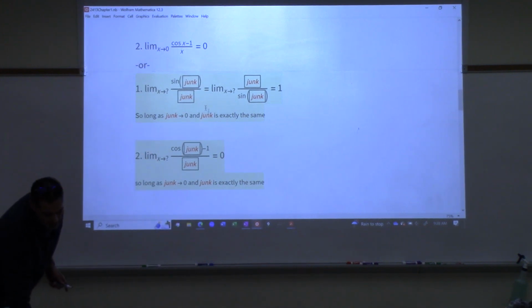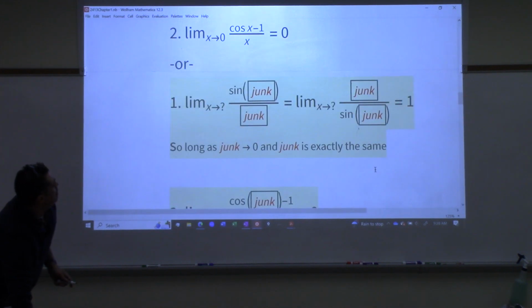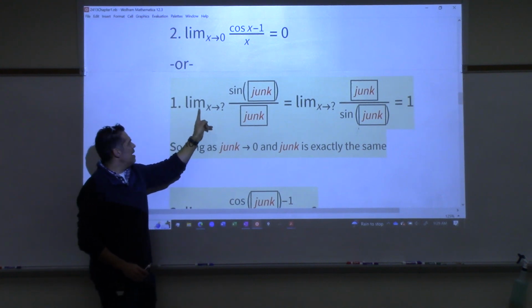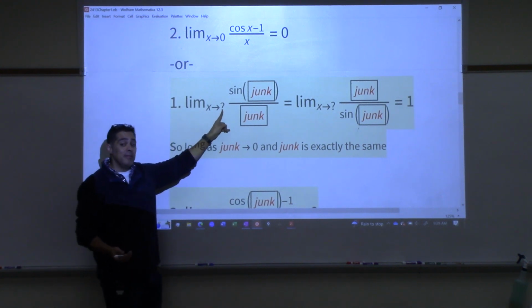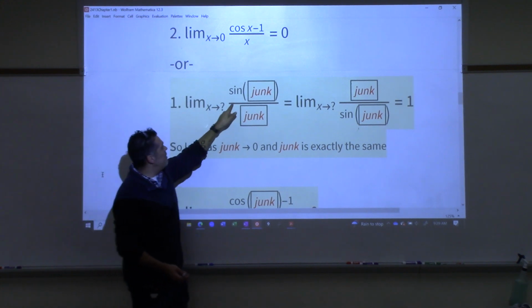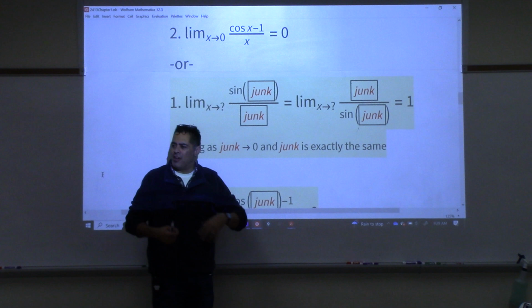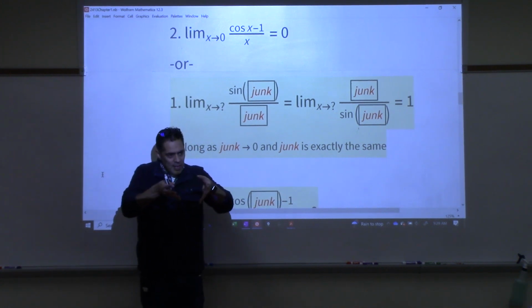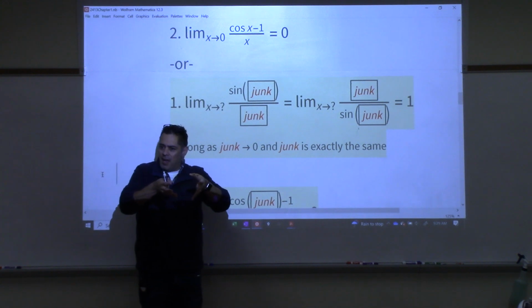And I'll make it a little bit bigger so we can see it better. All right, so the first piece here, this number 1, says that, let's say you're taking a limit and you're letting x go to something, okay? It actually doesn't matter what x is going to, all right? And up top, what you have is sine of some junk. And when I say junk, I mean it can be anything. Doesn't matter what it is. It's just something, all right?